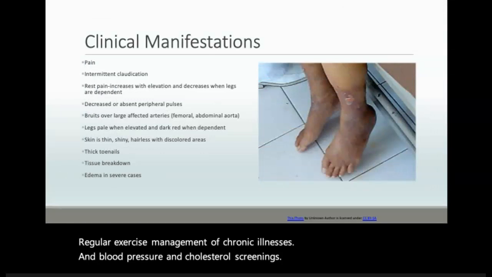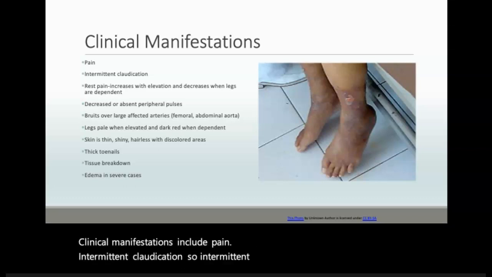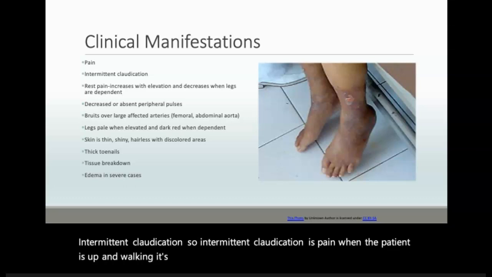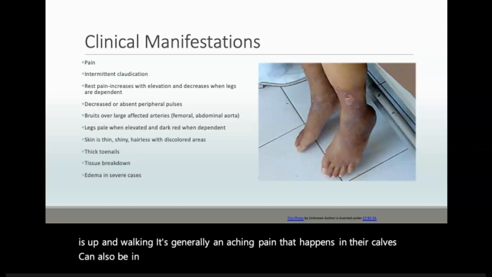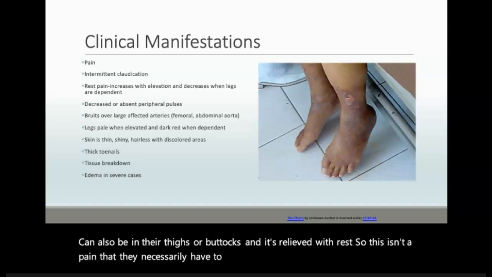Clinical manifestations include pain, intermittent claudication. So intermittent claudication is pain when the patient is up and walking. It's generally an aching pain that happens in their calves. It can also be in their thighs or buttocks, and it's relieved with rest. So this isn't a pain that they necessarily have to be taking pain medication for.